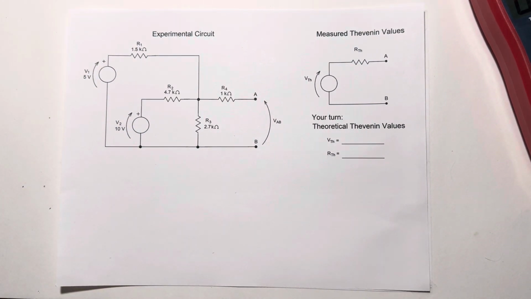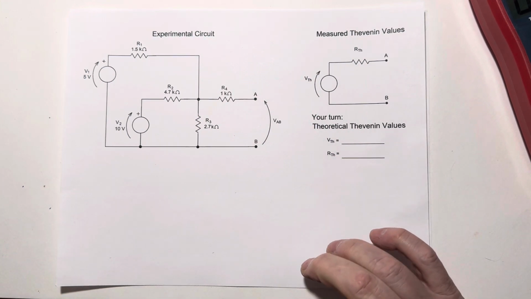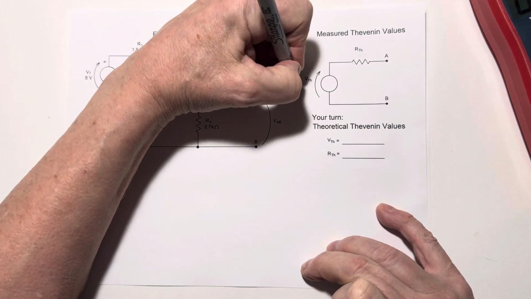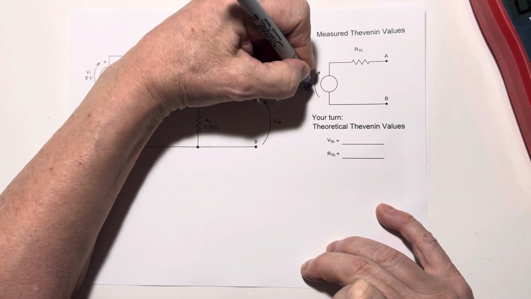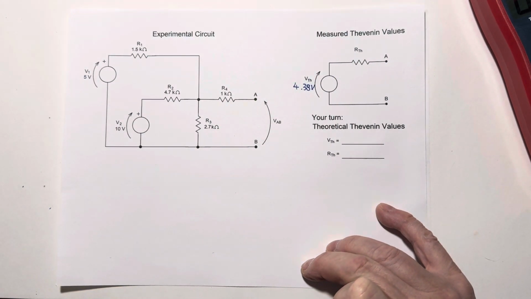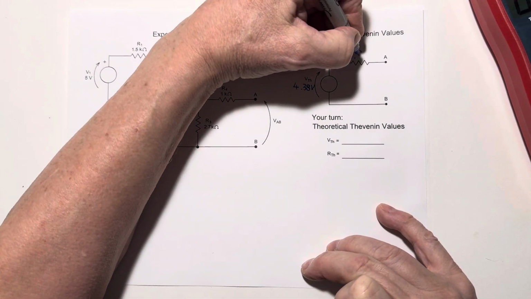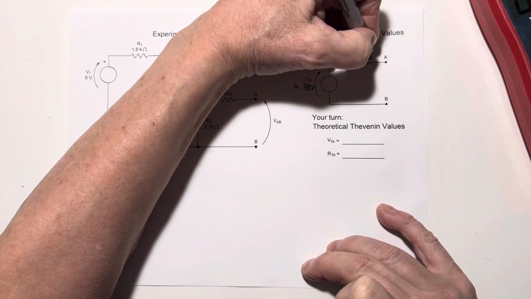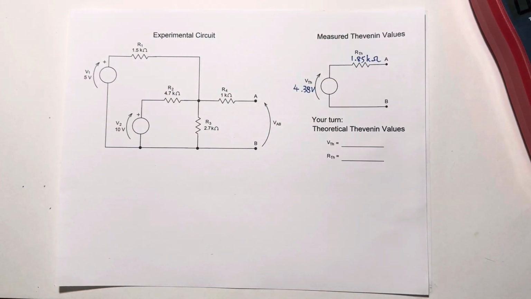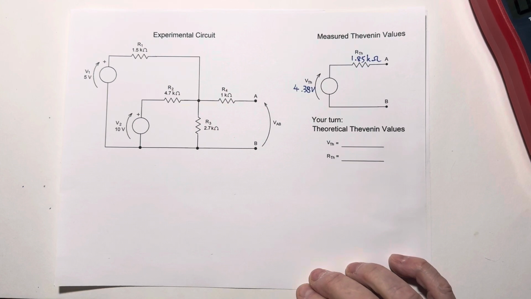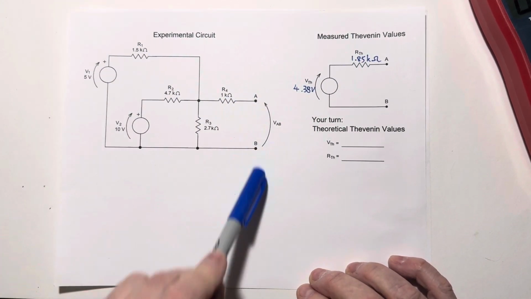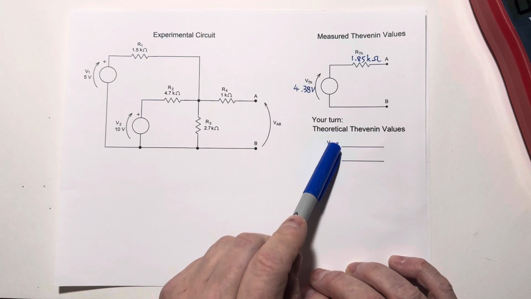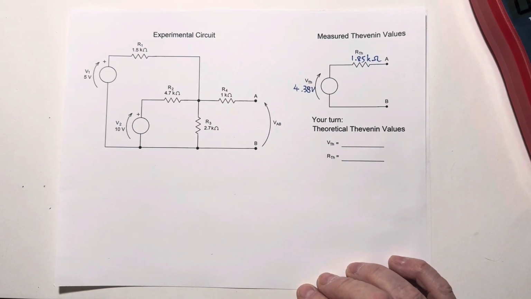All right, we recorded our Thevenin values previously, and they were V TH experimental was 4.38 volts, and R TH was 1.85 k ohms. Now it's your turn. I'm going to leave the theoretical analysis of the circuit to you. You can record your Thevenin equivalent values here, and they should come out pretty close to the measured values.